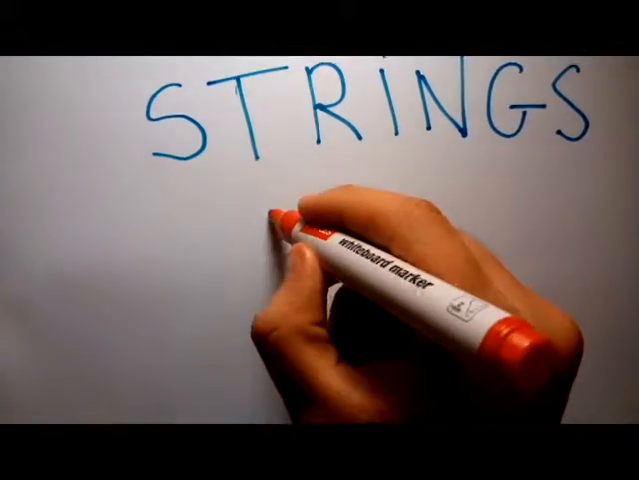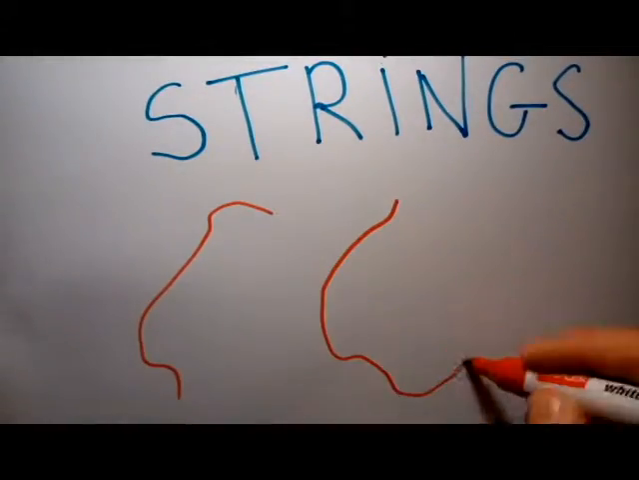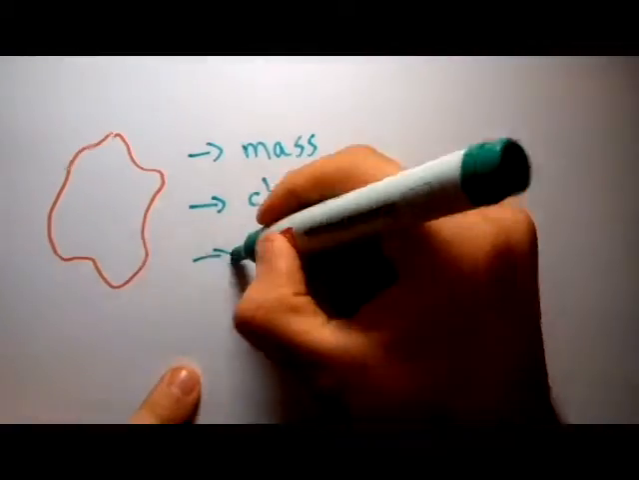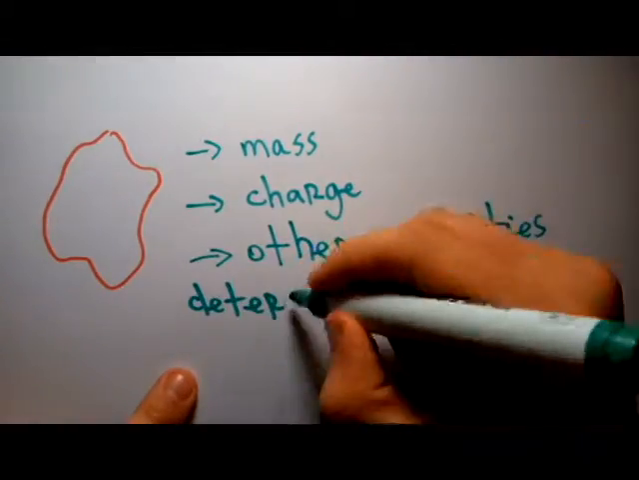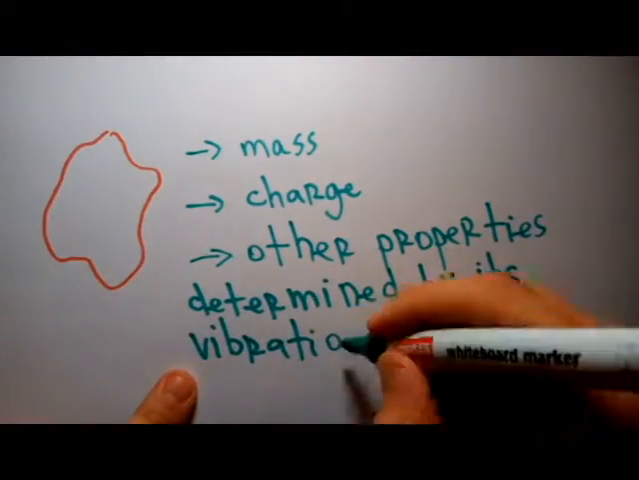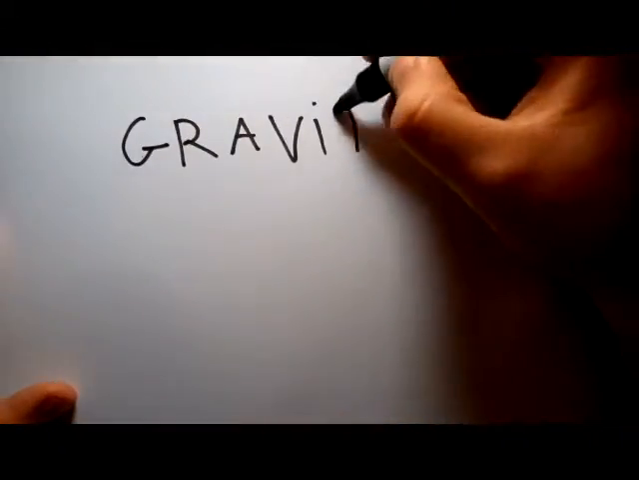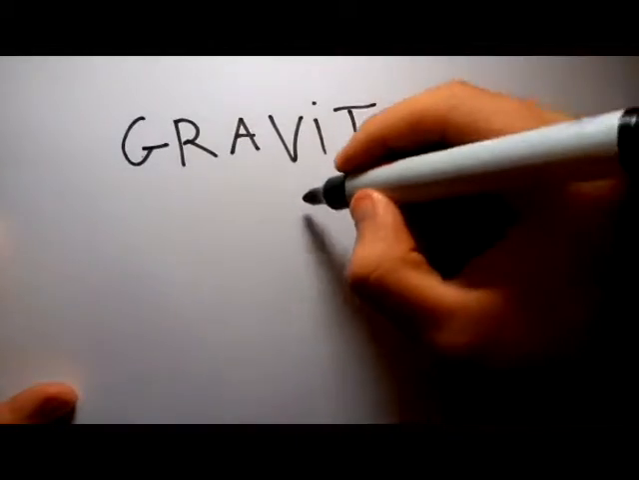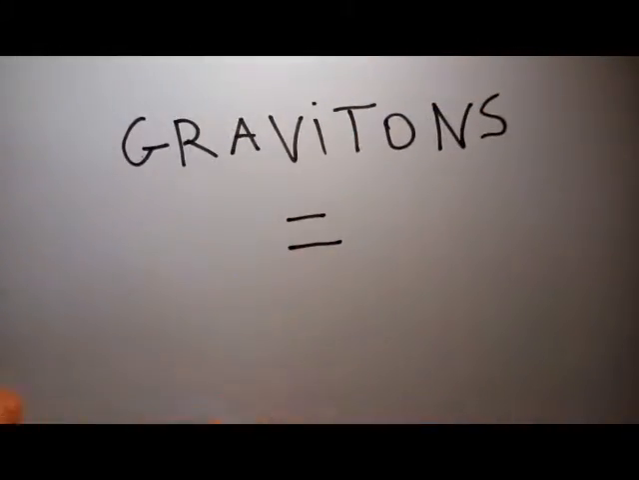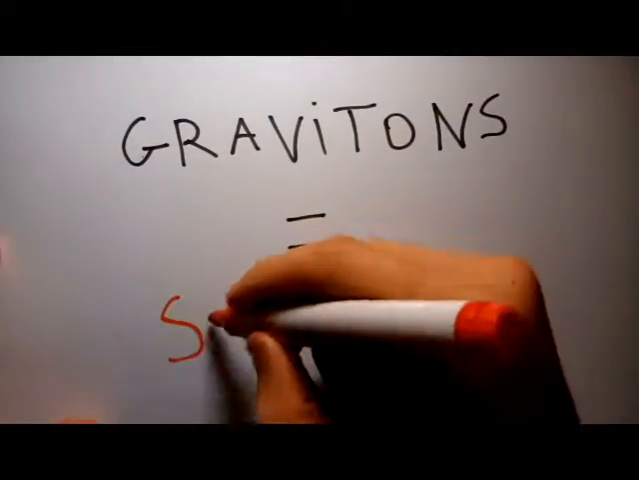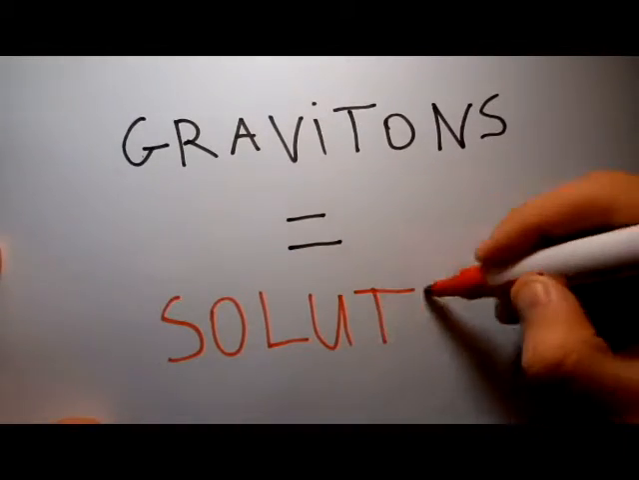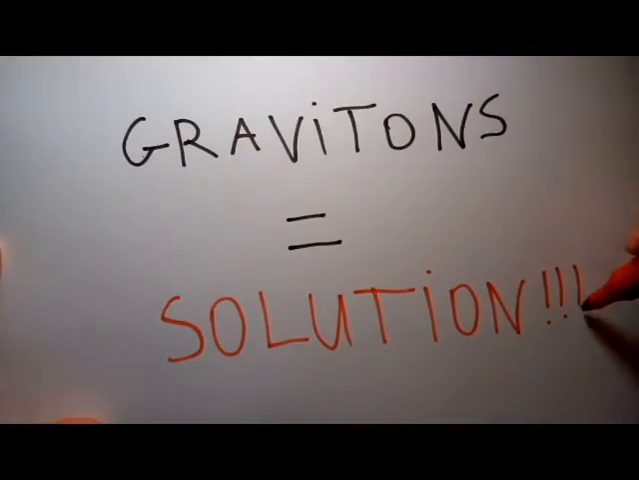objects called strings, which could be either open or closed. These had different characteristics, such as mass, charge, and others, which were determined by their vibrational state. One day, physicists discovered that one particle with a specific vibrational state, called the graviton, would be the key to solving the quantum gravity problem, as it described the behavior of gravity on the atomic level.